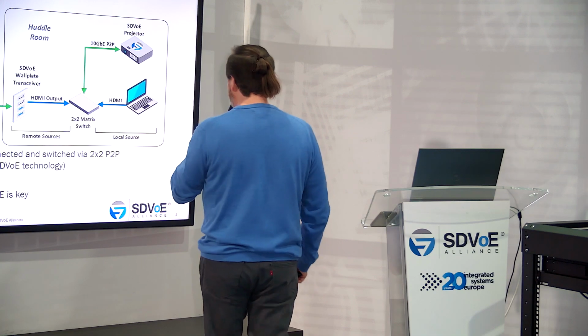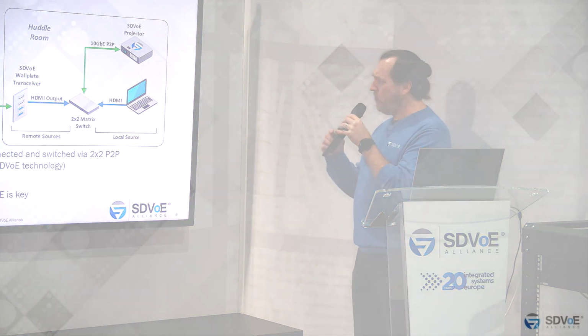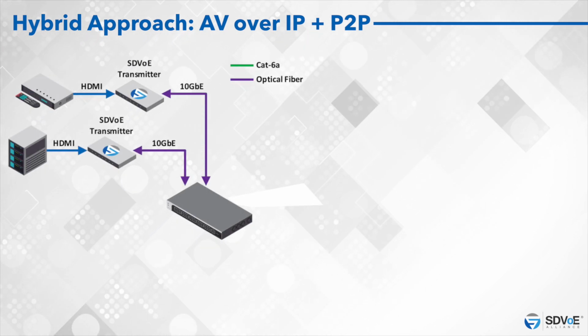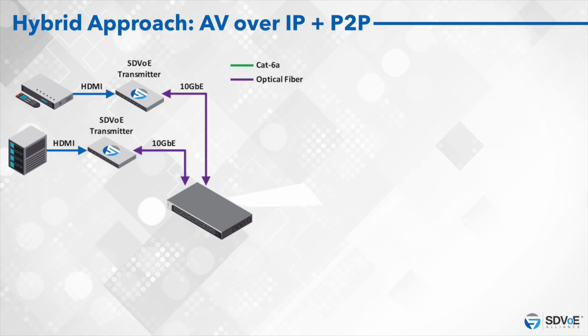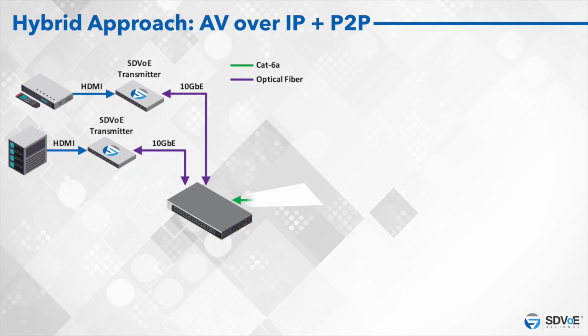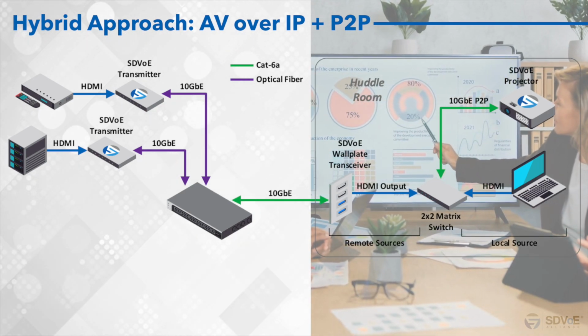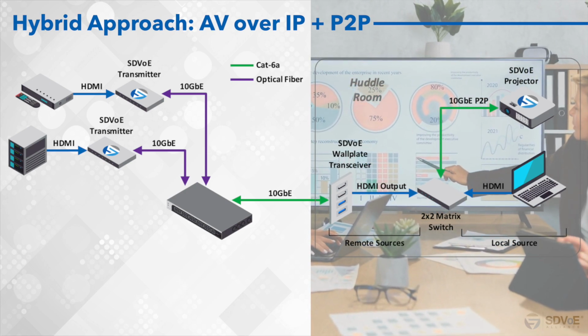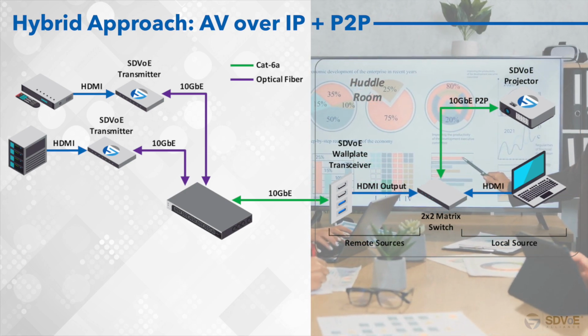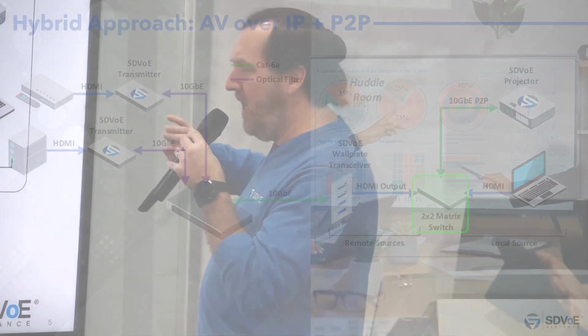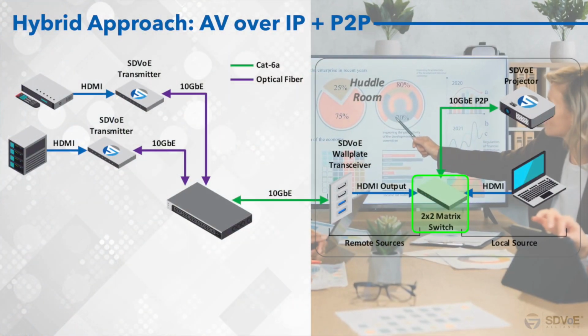So what does that mean for when you're doing your installs? It means you can take a hybrid approach. You can still use AV over IP for the core distribution of your AV sources. But you may also have some huddle rooms where you just need some local extension, for example, to get from the tabletop to the ceiling-mounted projector. In this case, we're going to use a very simple 2x2 matrix switch, still using the same technology as SDVoE, but it's just turned inside out. We're just using the 10 gig as an extension port to get to the projector. So in this case, it's purely point to point.